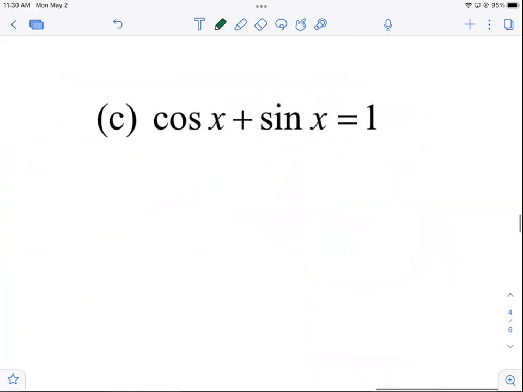Now let's look at this one here. Part C, cosine of X plus sine of X equals 1. Is that Papa Pid?